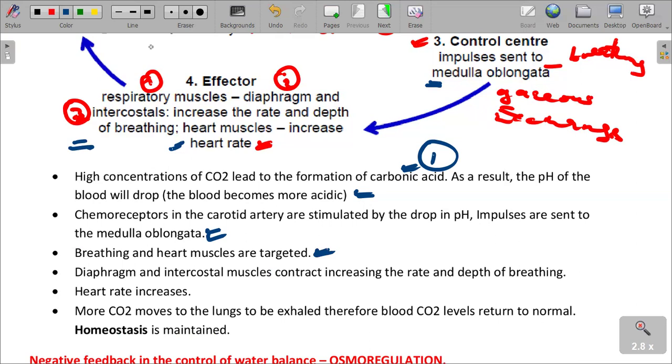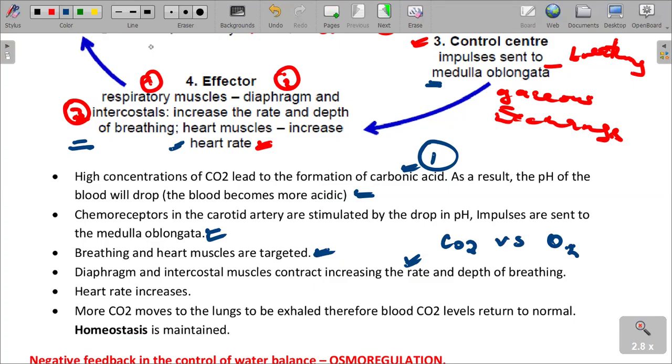So diaphragm and intercostal muscles contract, increasing the rate and depth of breathing, which we are saying is there to balance carbon dioxide versus what? Versus oxygen. The carbon dioxide and oxygen levels must be balanced. So more carbon dioxide must come out as well as more oxygen entering.